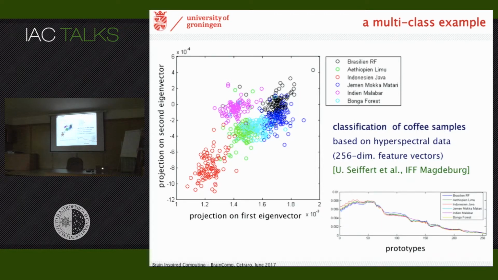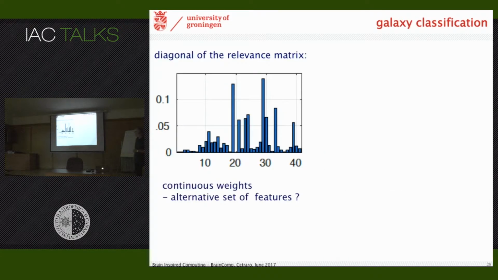And this is the feature vector. So this is represented as 256-dimensional feature vectors. I did GMLVQ on that, and you get a similar visualization of the data set where you see that some classes separate well, some don't, some overlap a lot. So you get an insight into the structure of the problem.